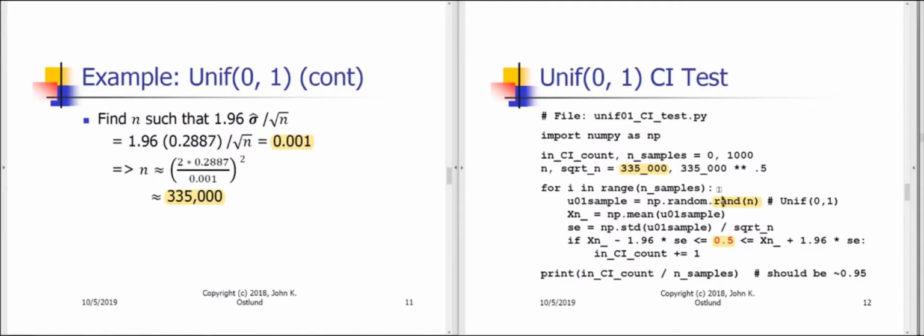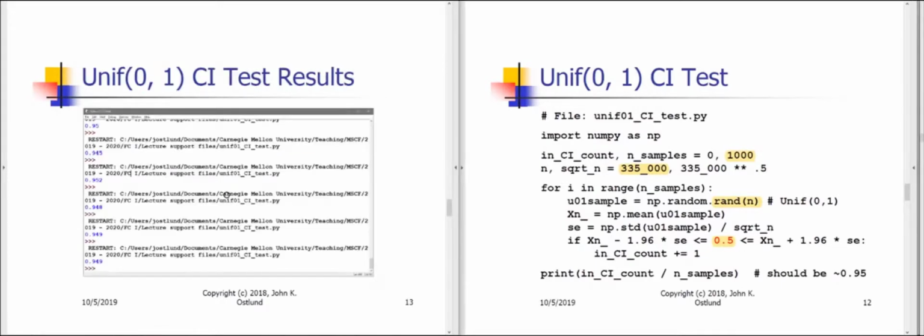So once again, we're doing 1,000 samples of 335,000 draws from a uniform distribution, and we're testing to see what fraction of that 1,000 times our computed confidence interval contains the true mean. And here on slide 13, I have the results of running that particular test half a dozen times. And once again, you can see that the fraction of time that our computed confidence interval contains the true mean of 0.5 is about 95%.